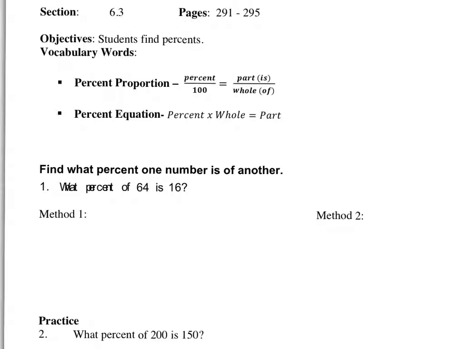Method 1, we're going to use the percent proportion, focusing on is over of equals percent over 100. Go ahead and write that down. You can use the percent over 100 equals is over of. It doesn't matter. This is just is over of equals percent over 100 is how I've always taught it.